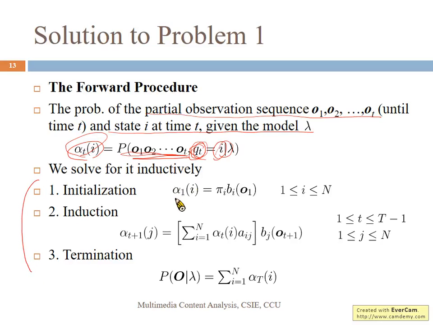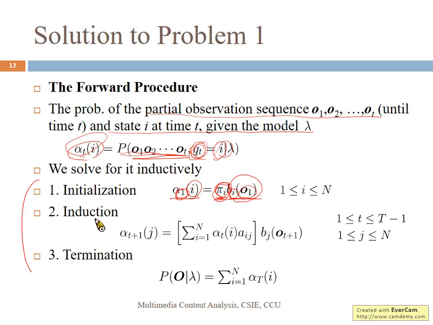So initially, what is alpha 1 i? The alpha 1 i means at time instance 1, we stop at state i. And this probability is defined by pi i multiplied by b i o1. Pi i because we initially start at state i, and at state i, we observe o1. So this is the observation probability, and this is the initial probability. So alpha 1 i is calculated like this.